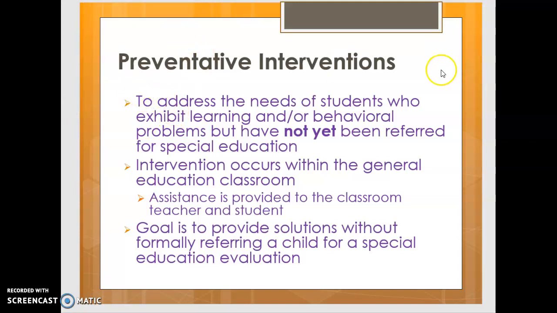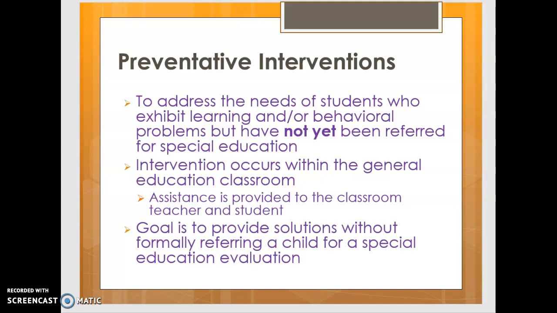But anyway, some preventative interventions address the needs of students who exhibit learning and/or behavioral problems but who have not yet been referred for special ed. So this intervention occurs within the gen ed classroom, again, potato potato about tier 3, but assistance is provided from a special ed teacher, an interventionist, something like that. And the goal is to provide solutions without formally referring a child for special ed, right? And we talked about that. We don't want to just refer everybody for special education because then it's not special anymore. And B, we want to make sure that students who are being referred really are the ones who need it.